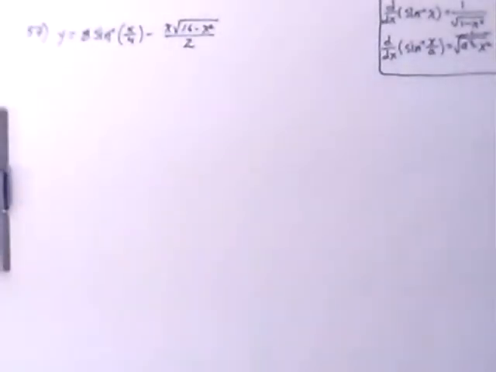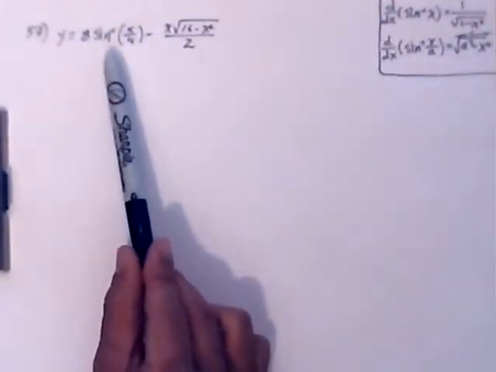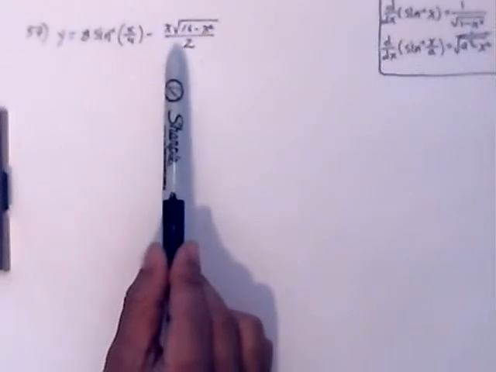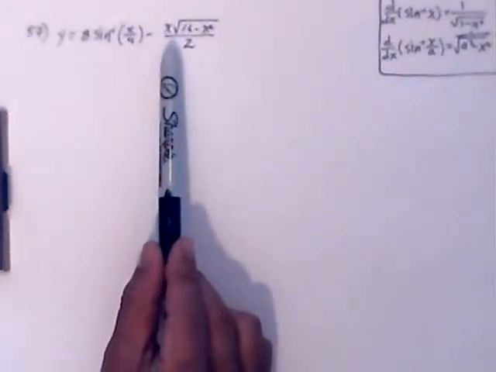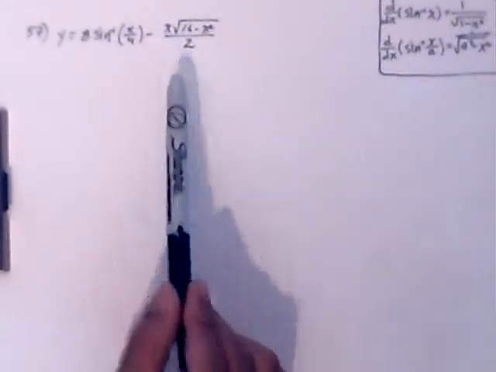So this is one of the problems that one of the students submitted to me. He's one of my students. It says that y is equal to 8 sine inverse of x over 4 minus x times the square root of 16 minus x squared over 2.